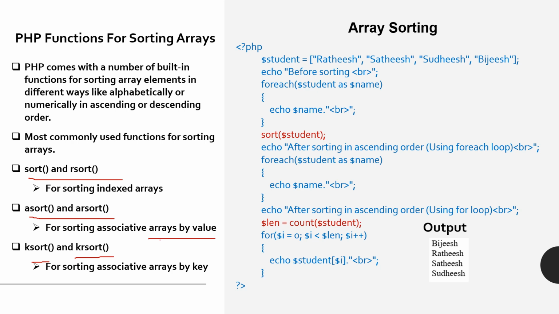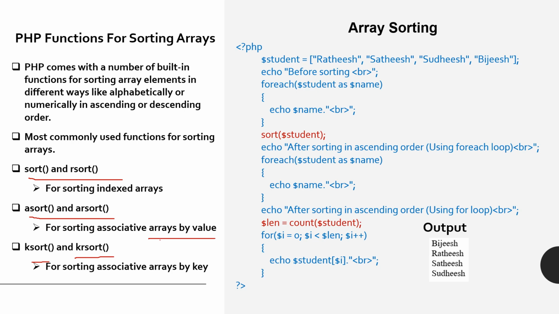Now let's see some examples. This is the program. Here we sort the entire student array. If you want to sort the entire student array, you need to specify that array name in sort. The result can be displayed using a foreach loop. So before sorting you can display, after sorting also you can do that.